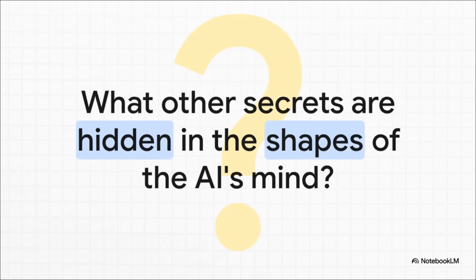This discovery is really just the beginning. It suggests that deep inside these unbelievably complex models, the chaos of language and knowledge is being organized by these elegant, almost simple geometric principles. And it just forces us to ask, if the relationship between a concept and its subconcept is a right angle, what other fundamental laws of thought are just waiting to be discovered, hidden in the shapes of the AI's mind?